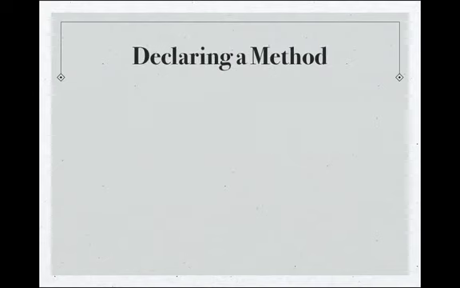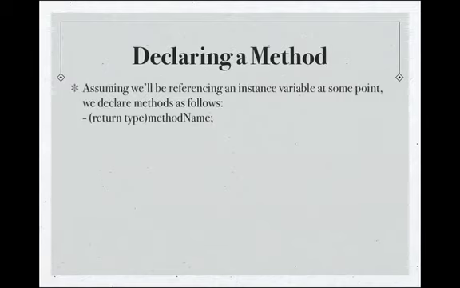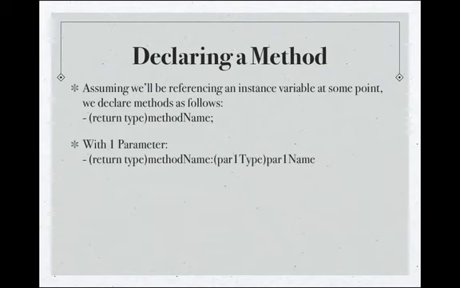Assuming we're going to be referencing an instance variable or using one in our method, we're going to go ahead and use this example as if we're declaring a method with the minus sign. So for example, when you declare a method, you have to put the return type and then the method name. So if we were using an integer, we would put an integer inside the parentheses and then name our method whatever we wanted.